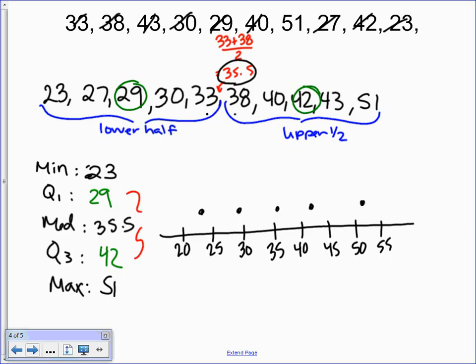And the 3 in the middle, the quartiles and the median, those are always your box. The min and the max are really just where your whiskers go out to. So I'll take those middle 3 and go ahead and draw my box. And then my whiskers out.